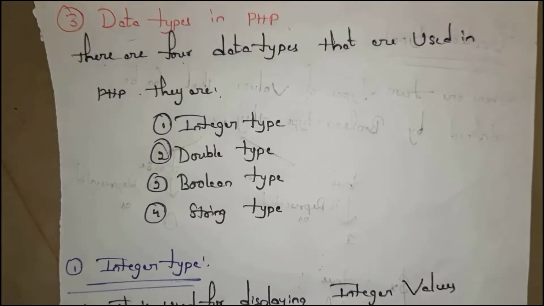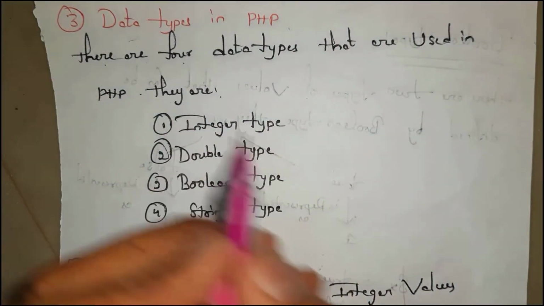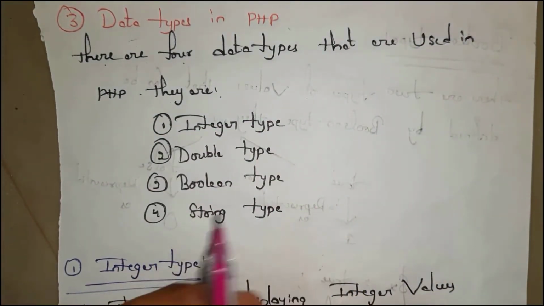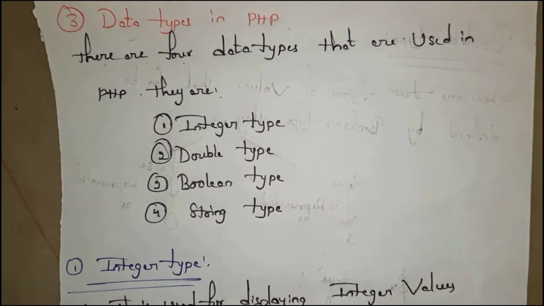Today I am going to explain about data types in PHP. There are 4 data types that are used in PHP. They are integer type, double type, boolean type and string type. These are the 4 types that are used in PHP.